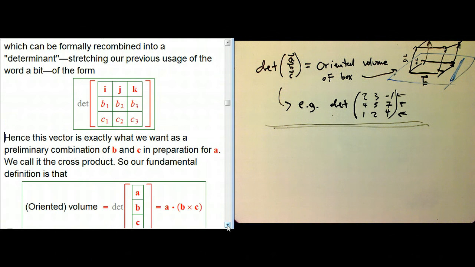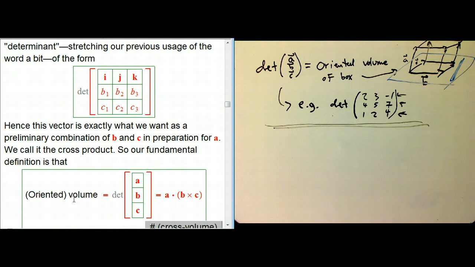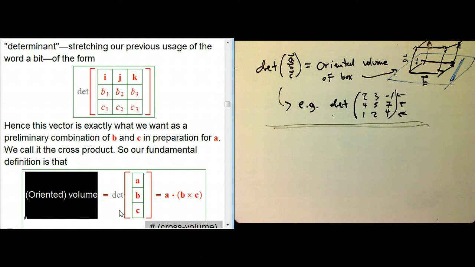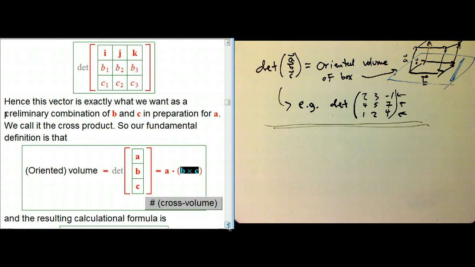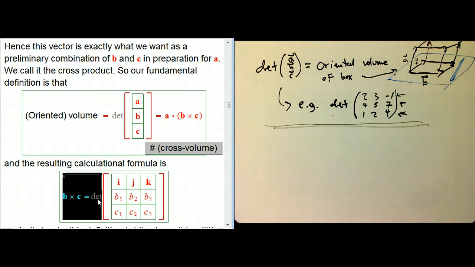So here's the fundamental definition. If I want to take the oriented volume of a box, we already knew this formula for it: it's the determinant of the 3 by 3 matrix with the honest A, B, and C. And now we're defining B cross C to fit into this equation. It's this funky vector that when you dot it with A, you recover the 3 by 3 determinant. And here's the calculational formula, the shorthand that we get for that.